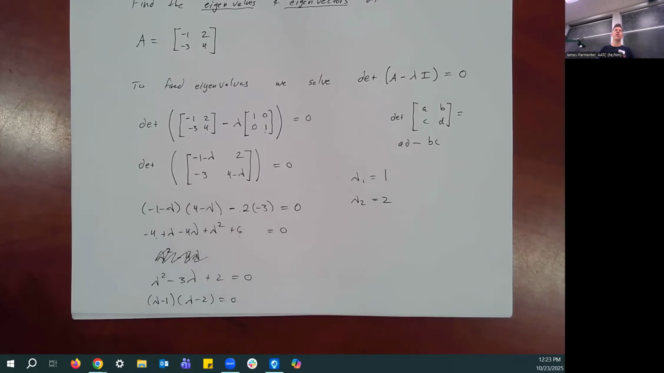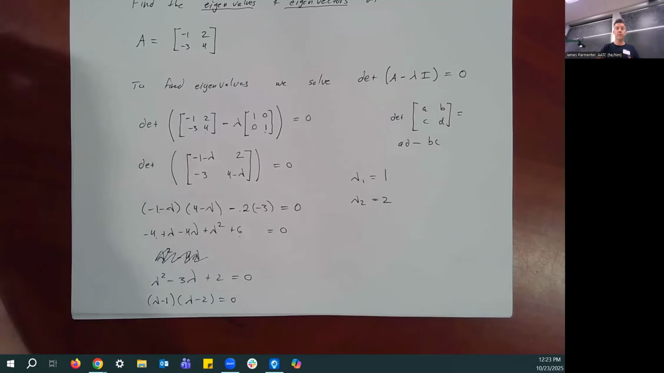It's typical to call lambda 1 the bigger one, but I didn't do that here because I felt like it would be confusing to say that lambda 1 was equal to 2 and lambda 2 was equal to 1. That seems like it'd be weird to do. It also doesn't really matter. You can call lambda 1 whichever one you want. It's just pretty typical. You'll see most people call lambda 1 the larger one.